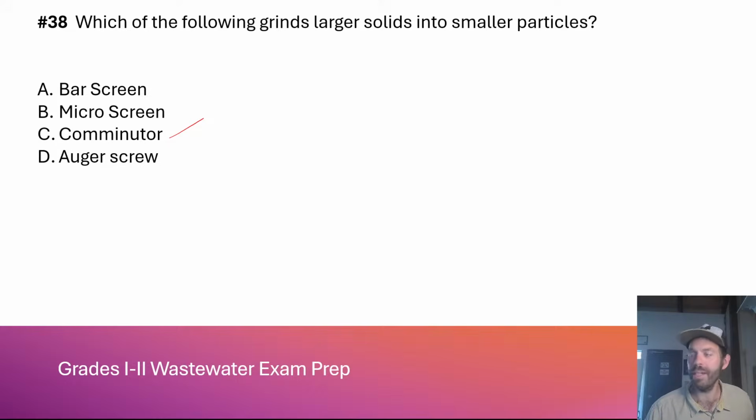We don't have a bar screen. It frustrates me, but we do have a micro screen on the MBR, because if we didn't, our membranes would blind. You have to have micro screens on those. It's like a fine screen. Comminutors grind stuff up, making it easier for downstream processes to function. An auger screw is typically used to get stuff off either the bar screens or grit. I've seen them used in both. They're not going to grind anything up. The answer is comminutor. And if you're asked about a barminutor, by the way, it's a bar screen comminutor duo. I don't know if you're going to be asked about those. They're not as common.